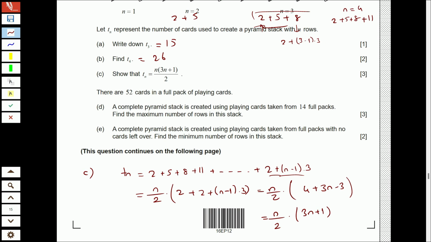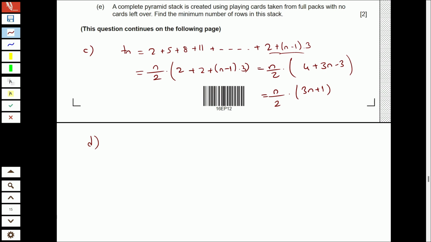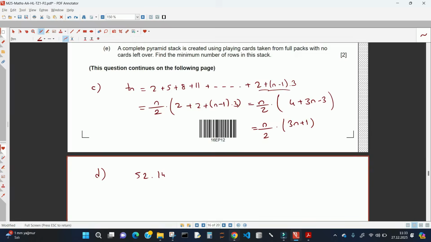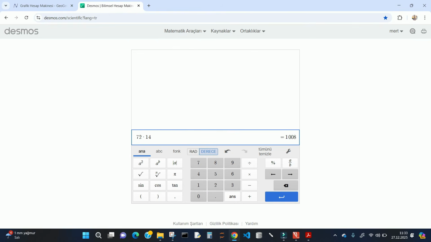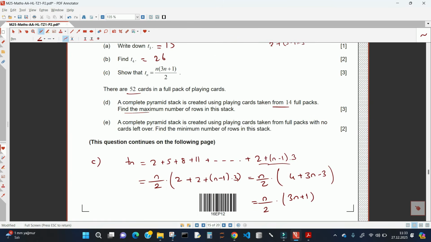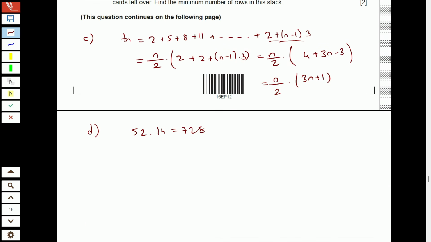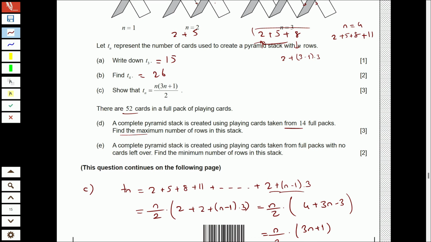Question D. There are 52 cards in a full pack of playing cards. A complete pyramid stack is created using playing cards taken from 14 full packs. Find the maximum number of rows in the stack. There are 52 cards and they are taken from 14 full packs. In this case, I know that's 52 times 14. Let's check it. 52 times 14 is 728. So the number of cards will not pass this number.